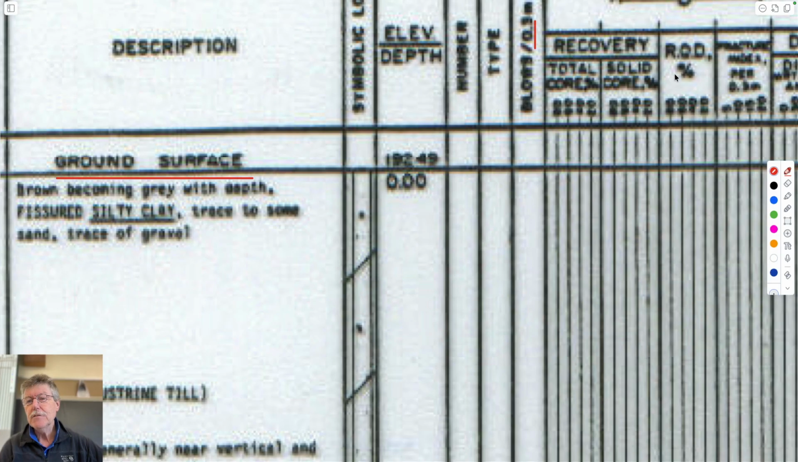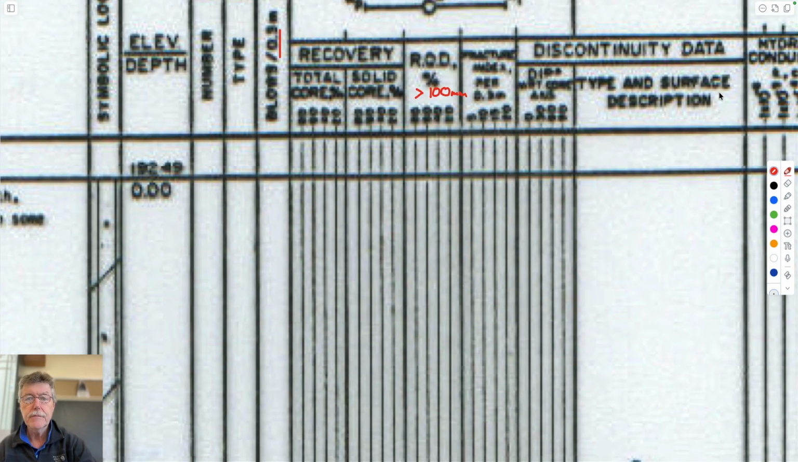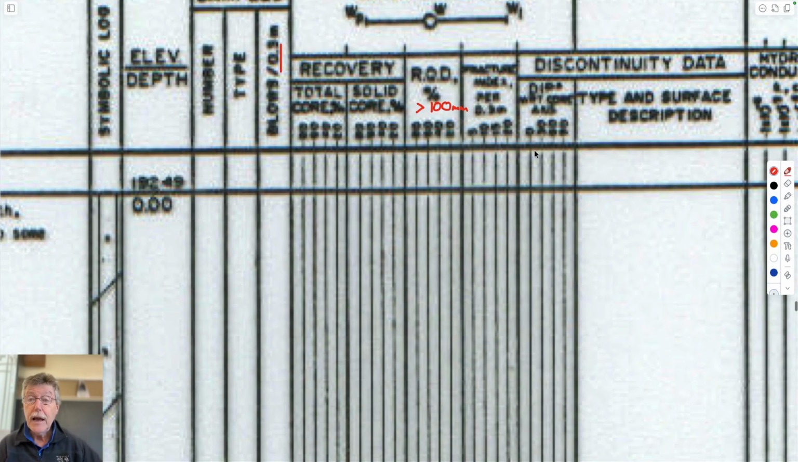RQD is the percentage of the core which is greater than 4 inches, 100 millimeters in Canada speak. How many fractures per meter? Obviously relevant, well, this is a hydrogeological core, it's a Smithfield site. How many fractures you have per meter in the system?